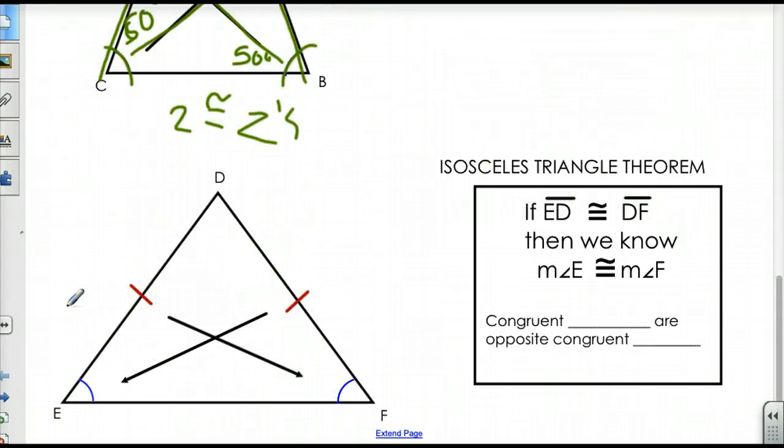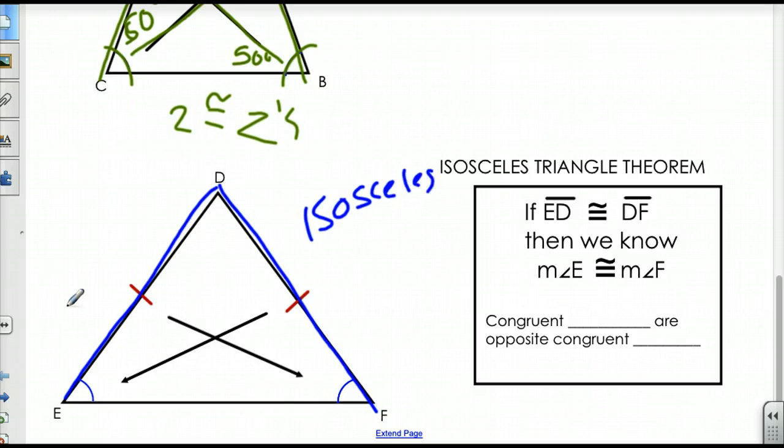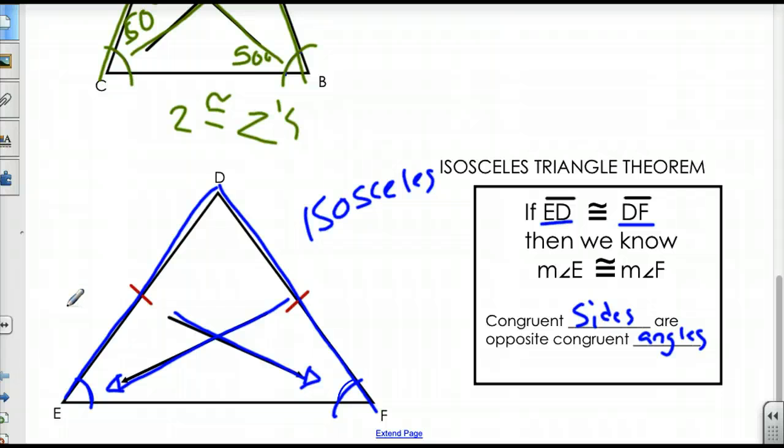Now, the second part of this theorem is the same exact thing but reversed. If we have 2 congruent sides, so if this side is congruent to this side, so it's an isosceles triangle because it has 2 congruent sides, the opposite angles will be congruent. So ED and DF are congruent. I know this angle will be congruent to this angle. So if ED is congruent to DF, I know angle E is congruent to angle F. So congruent sides are opposite congruent angles. All you have to do is draw these lines to show you which ones are congruent. But let's show you some practice problems to see how to use this theorem.